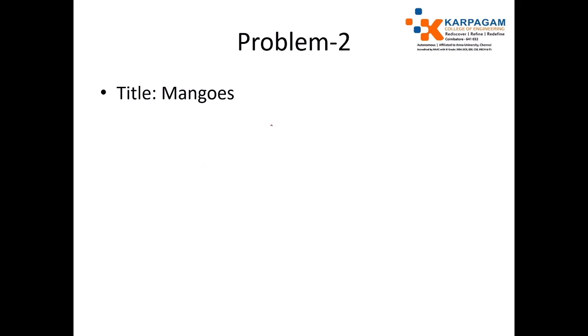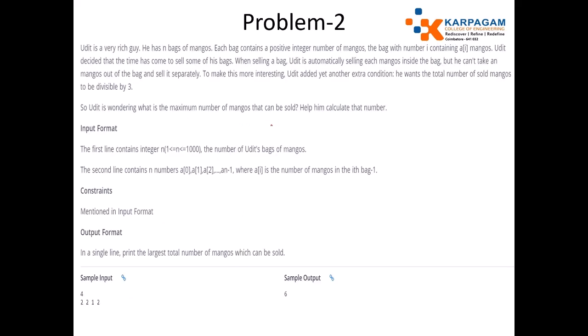Next problem, mangoes. I will read the problem statement. Udit is a very rich guy. He has n bags of mangoes. Each bag contains a positive integer number of mangoes. The bag with index i contains a of i mangoes. Udit decided that the time has come to sell some of his bags. When selling a bag, he automatically sells each mango inside the bag, but he can't take the mangoes out of the bag and sell them separately.